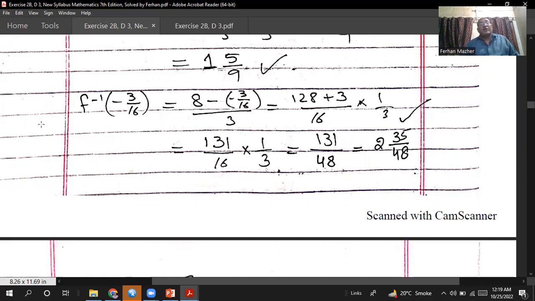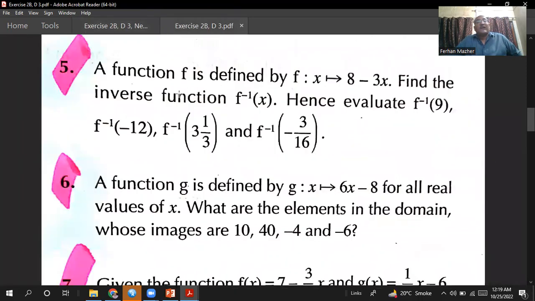So when the 16 will multiply with the 8, that will be 128. So 128 plus 3, the whole thing divided by 16 and multiply 1 by 3. So that will be 131 divided by 16 multiply 1 by 3. So that will be 131 divided by 48. So that will be 2 whole 35 by 48. So this is how you will do the question number 5.